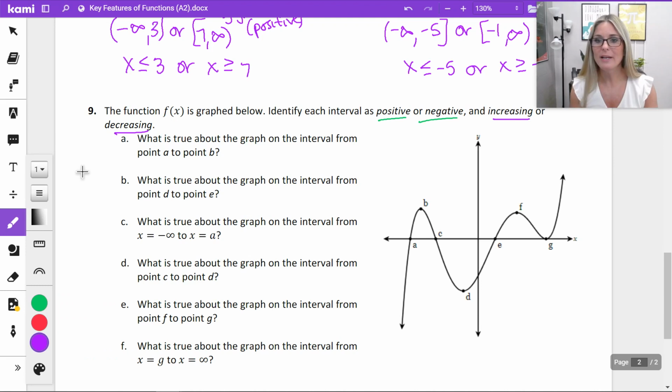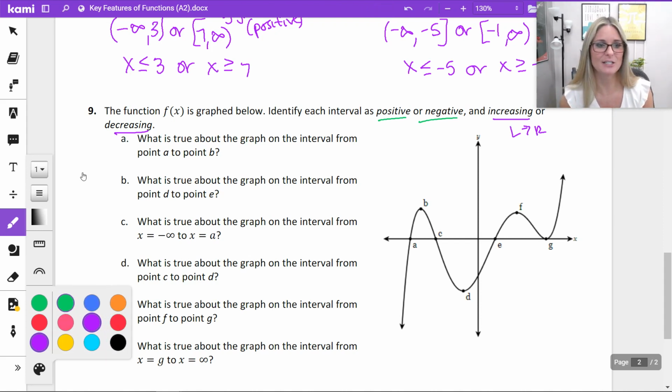Now remember to always read your graph from left to right. Just like you read a sentence or you're reading a book, we look at our graphs from left to right to determine whether they're going up, increasing, or down, decreasing. So let's look at a couple of these.